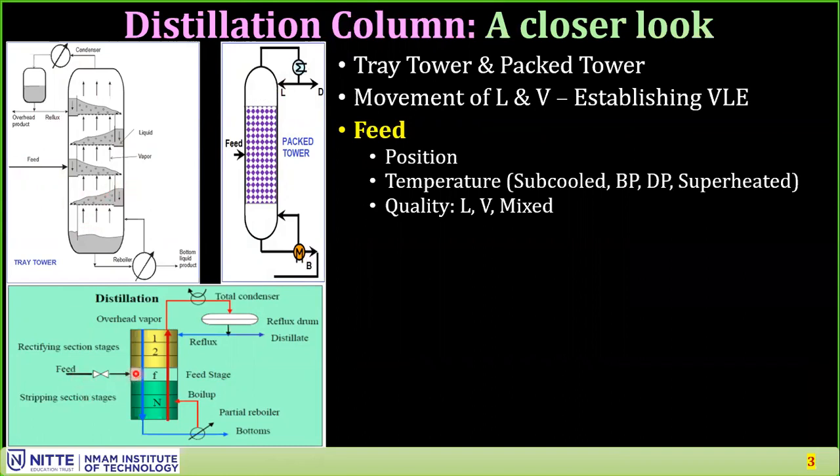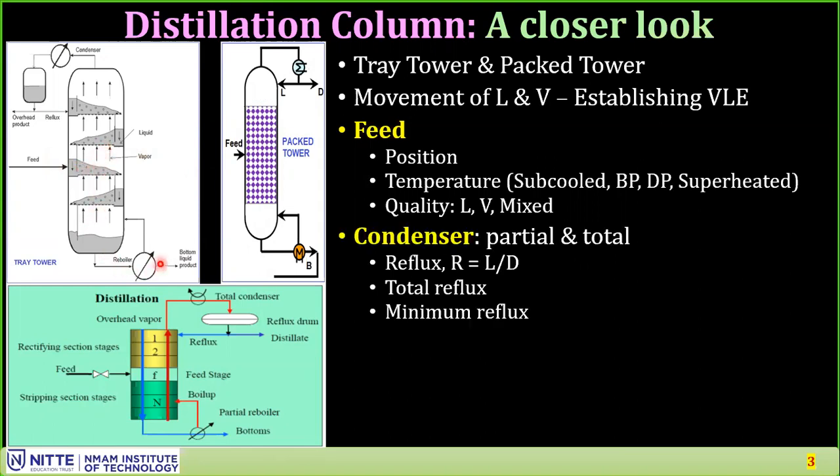The feed is entering somewhere in the middle, and it has a particular temperature. The feed could be subcooled, at its bubble point, or at its dew point, or it could be superheated. Based on that, a quality parameter is measured, having how much amount of liquid is present as it enters the tower. It flows downward or upward based on whether it's liquid or vapor. At the reboiler, it heats up and goes up, and on the top you have a condenser. The vapors enter the condenser, and then are condensed back into liquid form.